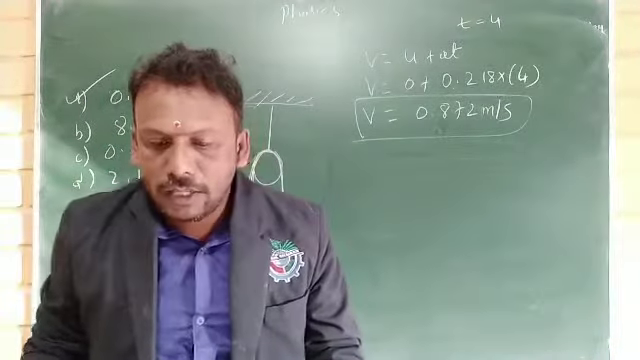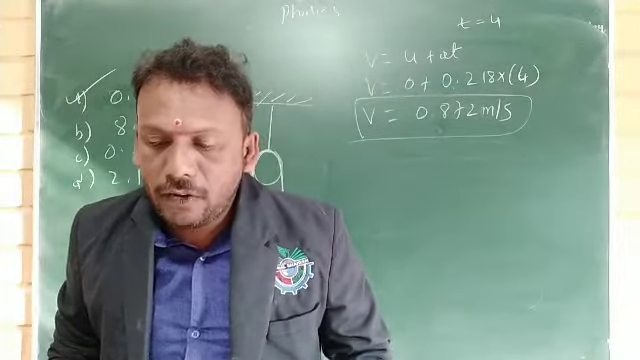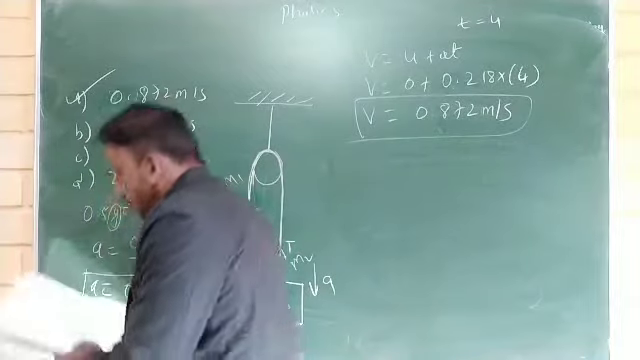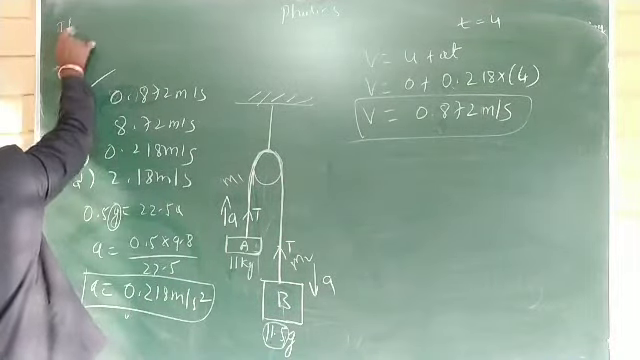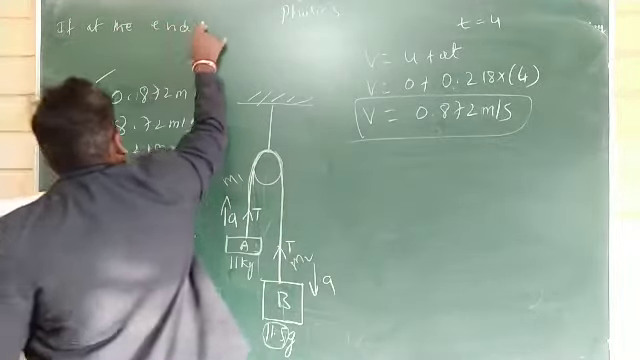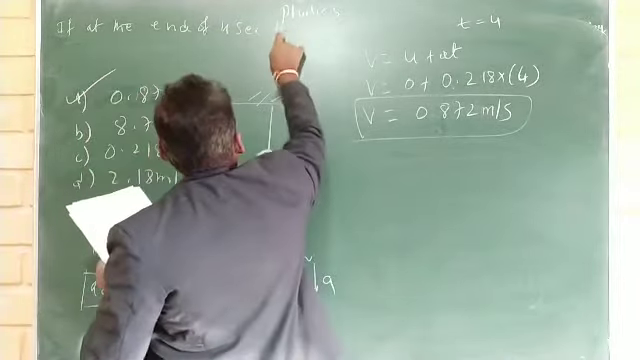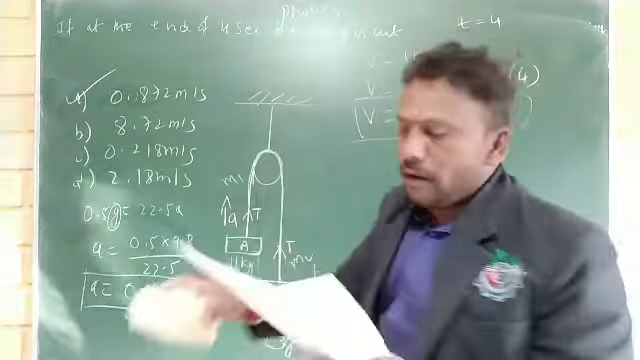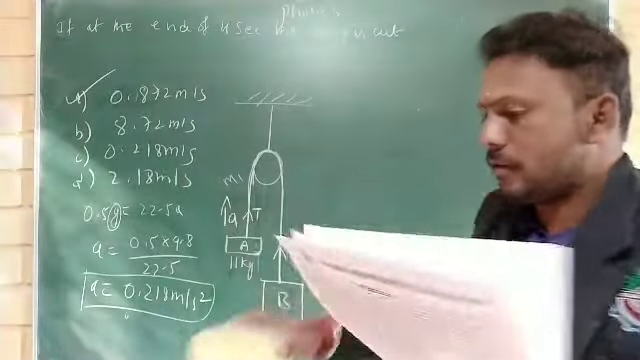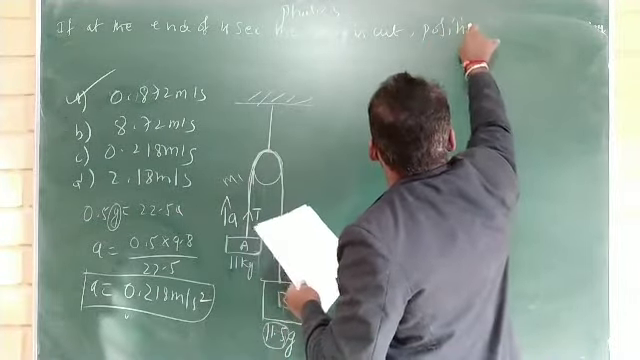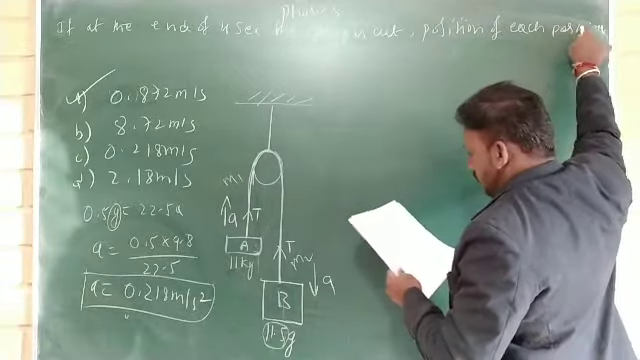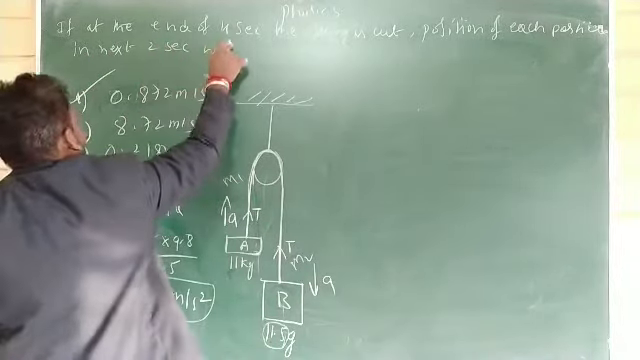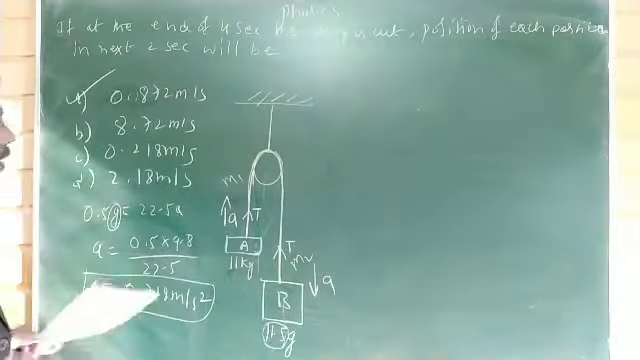Okay, we continue this question. In the above question, if at the end of 4 seconds the string is cut, the position of each particle in the next 2 seconds will be, option A.